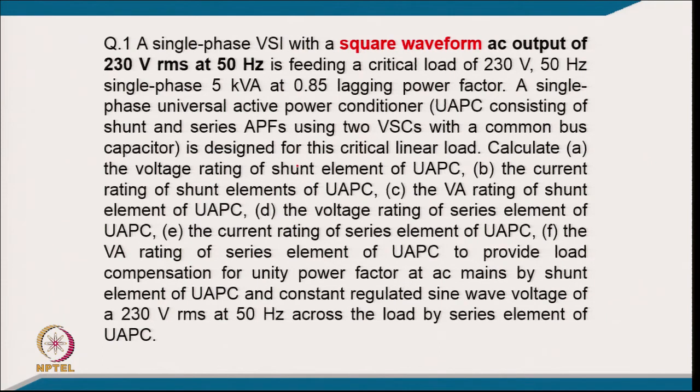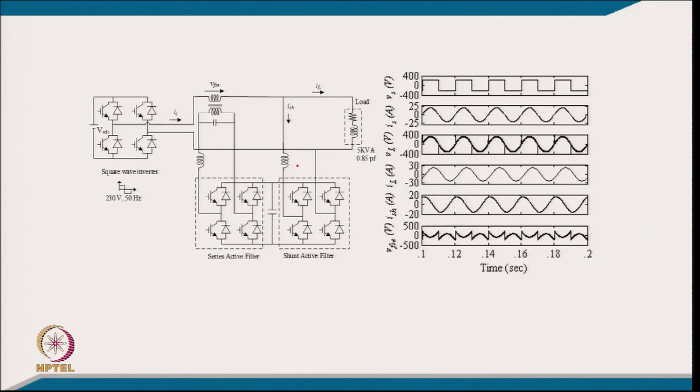Calculate the voltage rating of the shunt element of UPAC, universal active power filter, the current rating of the shunt element, the VA rating of the shunt element, and the voltage rating of the series element, the current rating of the series element, and the VA rating of the series element of universal active power filter, to provide the load compensation for unity power factor at the supply by the shunt element, and constant regulated sine voltage of 230 volt RMS 50 hertz across the load by the series element of UPAC.